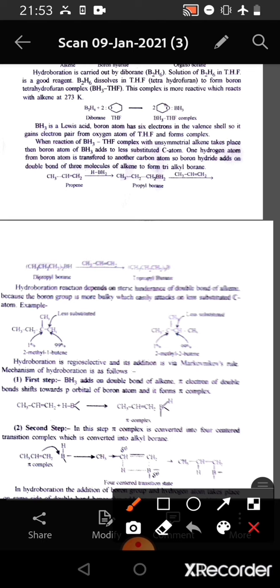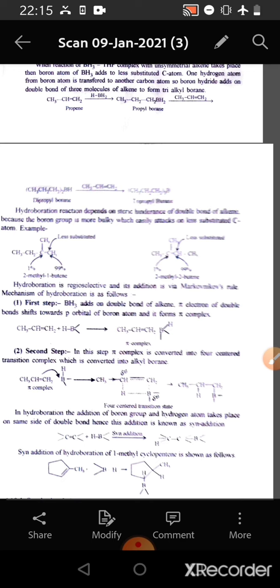So here we see propene reacts with BH3 and forms propyl borane, and this propyl borane then reacts with another molecule of alkene and forms dipropyl borane. Now this dipropyl borane reacts with a third molecule of alkene and forms tripropyl borane.